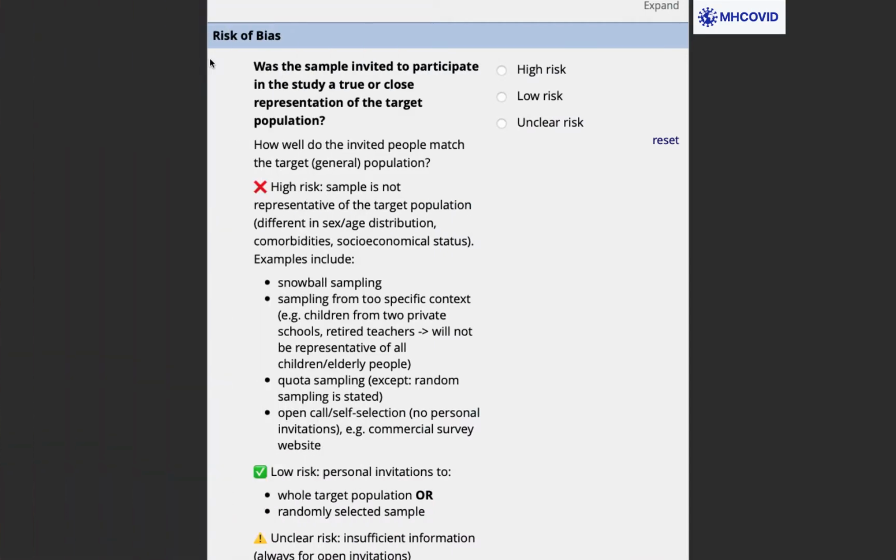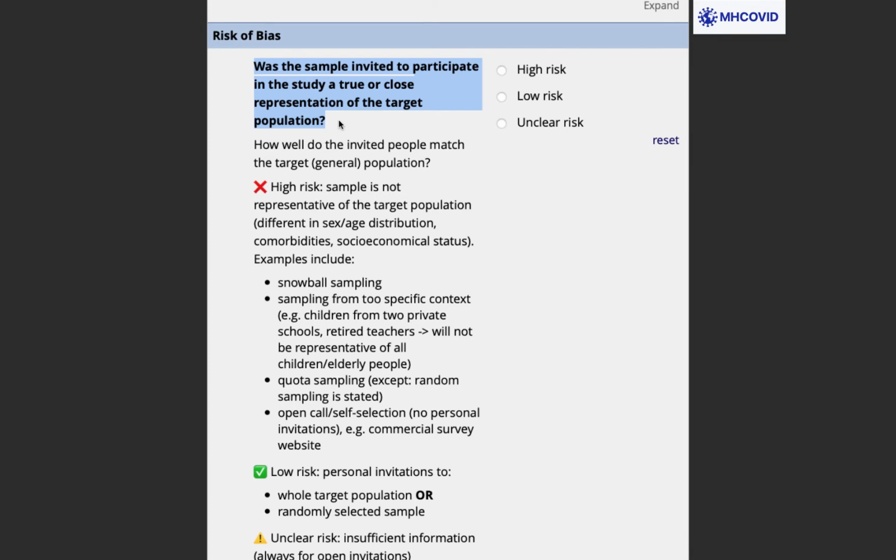However, using your experience, the written instructions and common sense, you shall be able to tell in most cases whether the risk of bias is high or low. Try to avoid the rating unclear and use it only if there is very little or no information on the topic. First, you are asked to judge whether the sample invited to participate in the study was a true or close representation of the target population.